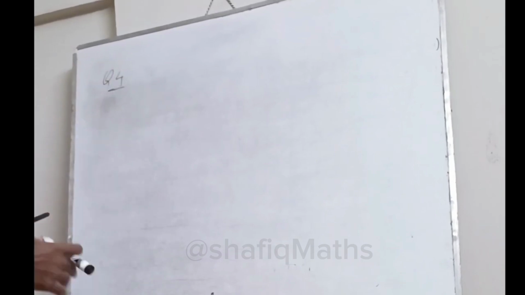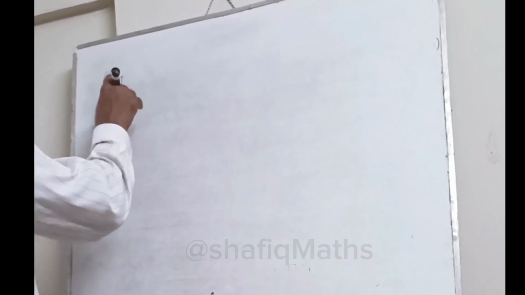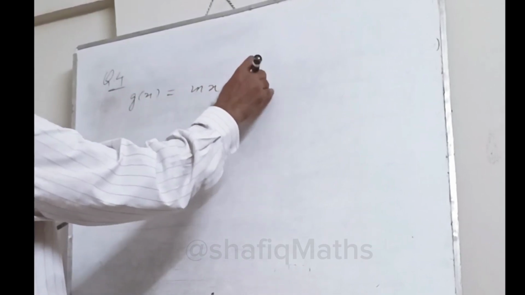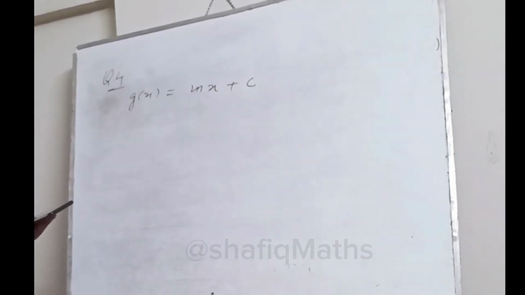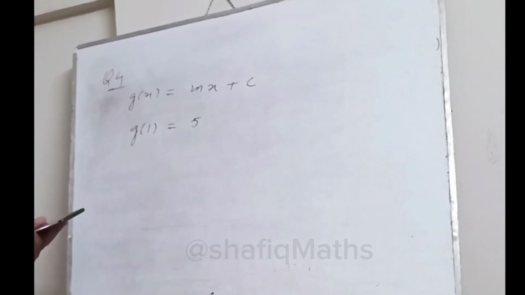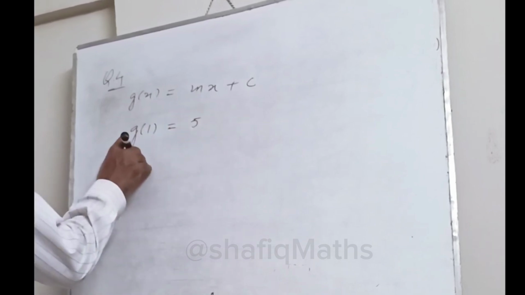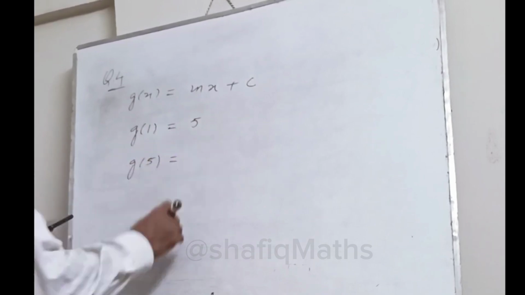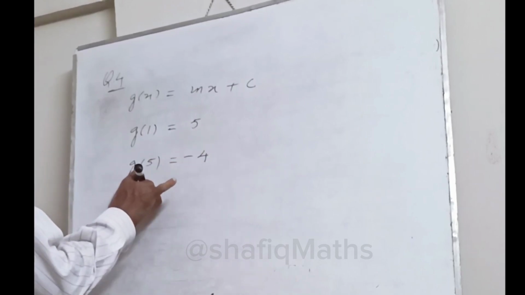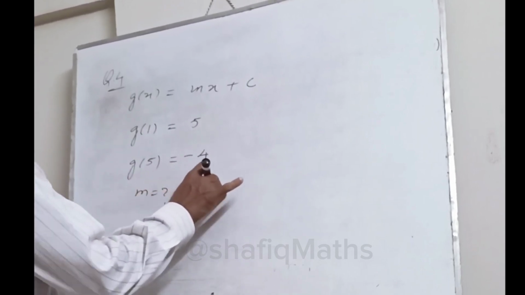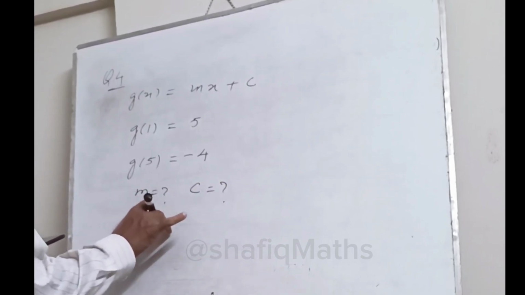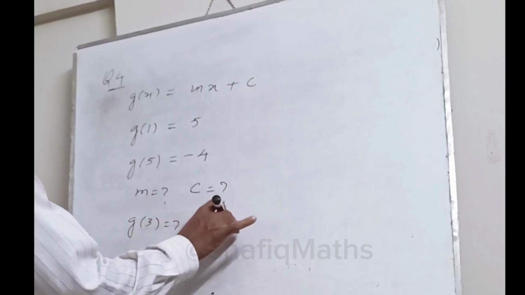Now we are coming to question number 4. Given that the function g(x) = mx + c. The first condition is g(1) = 5, and the second condition is g(5) = −4. Find the values of m and c first, and then find the values of g(3) and g(4).